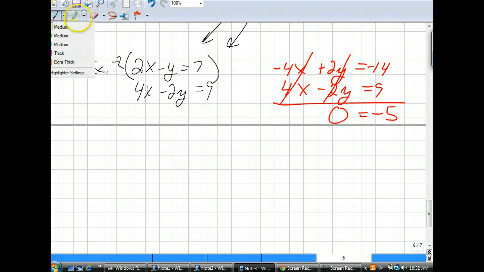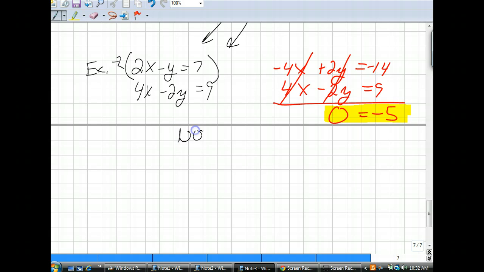Now, does this make sense? Is 0 equal to negative 5? No, it's not. It's nonsense. It doesn't make sense at all. So this is the case where it's no solution. So when the variables drop out and you get a statement that doesn't make sense, then it's no solution. In other words, the lines must have been parallel.